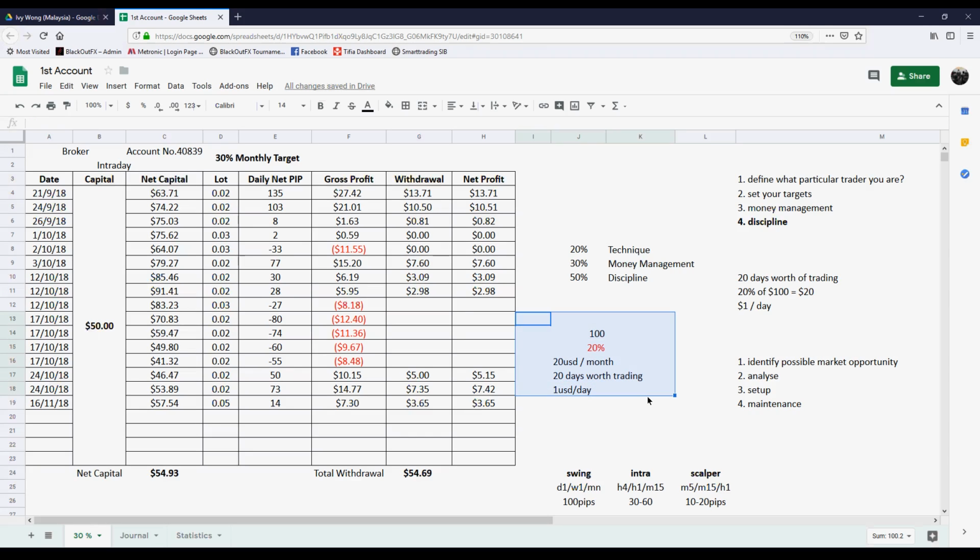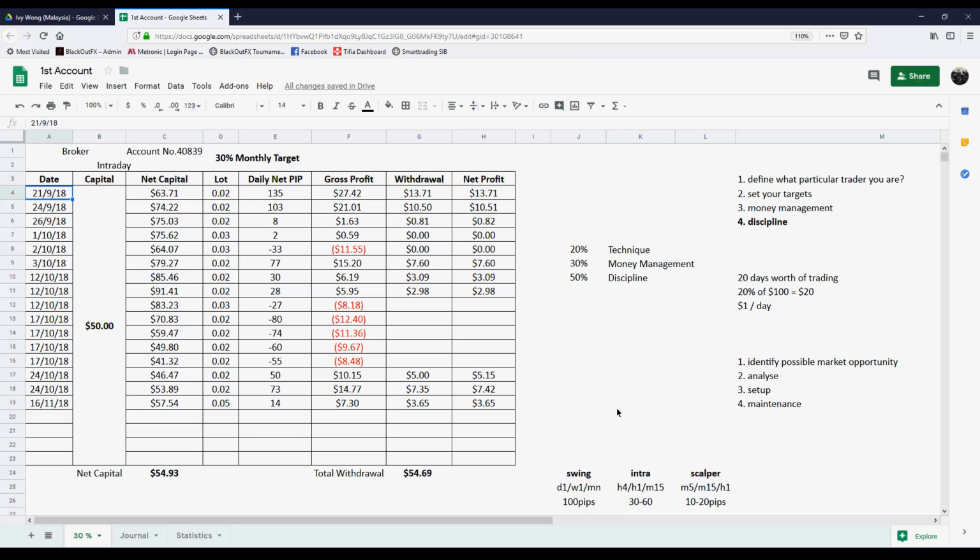This is very important when it comes to planning. You really need to set yourself targets, and you need to set a plan on how to achieve these targets. In order to achieve these targets, she set herself up for intraday trades. Basically she's looking at H4 setups and looking for 30 to 60 pips, for example.